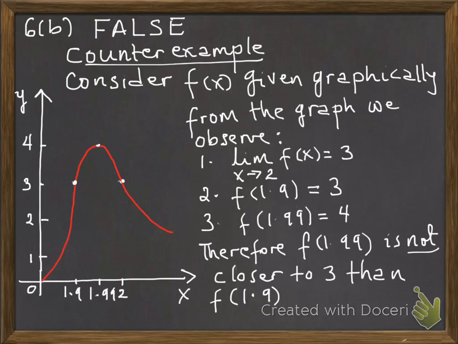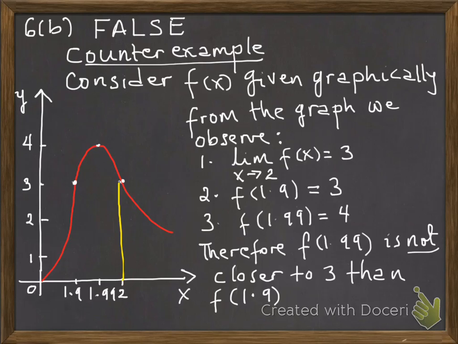And 6b asks us, if you know the limit of f of x as x approaches 2 is equal to 3, can you conclude the value of the function at 1.99 is closer to 3 than f of 1.9? The limit at 2 exists and it is 3. But from this limiting value, we may not conclude anything about the closeness of the value of the function at 1.99. So f of 1.99 may not be closer to 3.